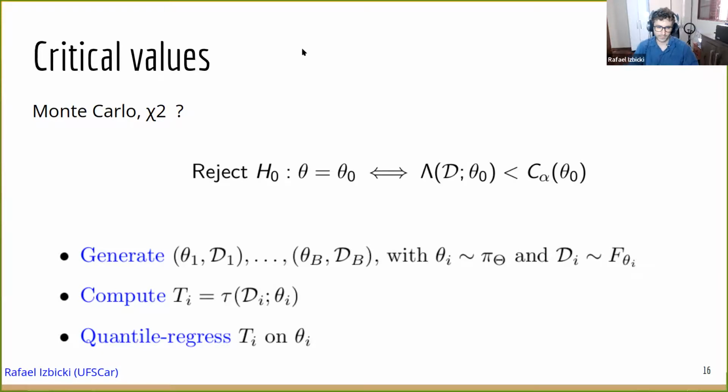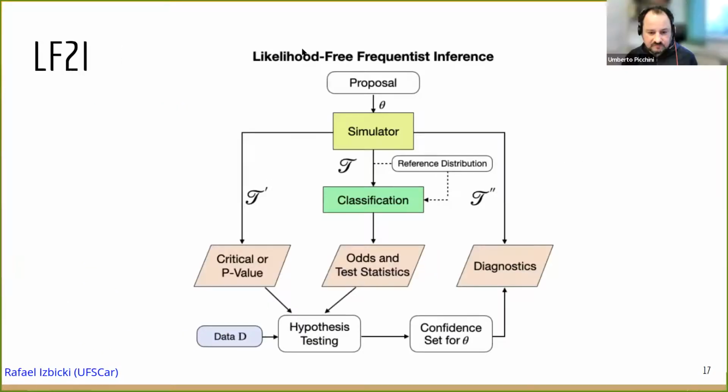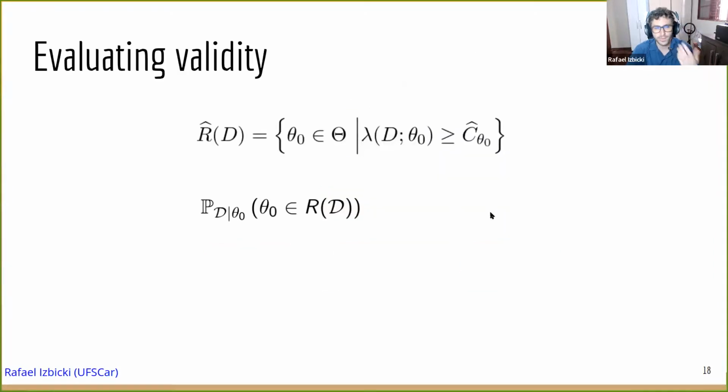So that's how we create critical values. And now the final step of our LFI approach: diagnostics. Once we have our region estimate, we have our test statistic, which was the first branch, and our cutoffs, which is the second branch, the left branch. We invert the tests to obtain the confidence sets. This is just the standard Neyman inversion.